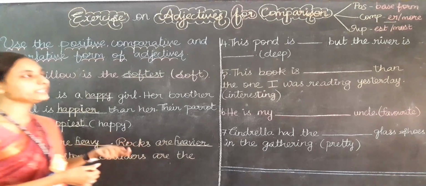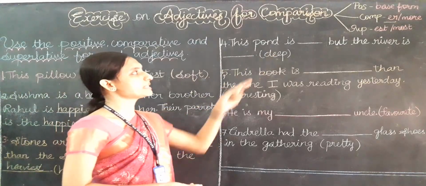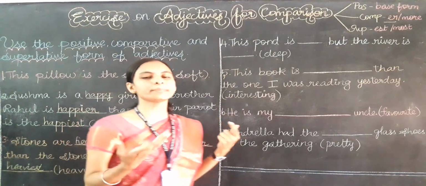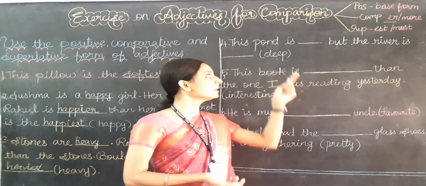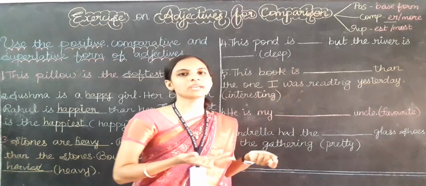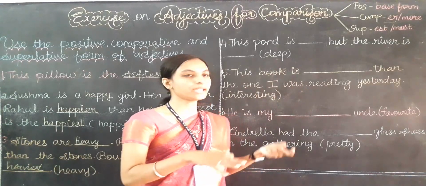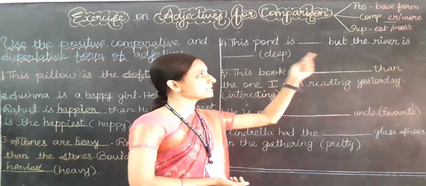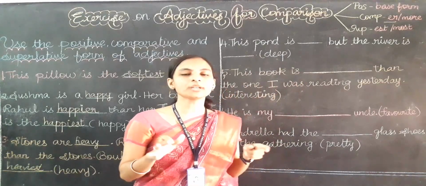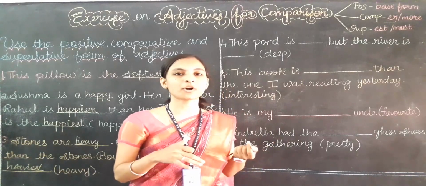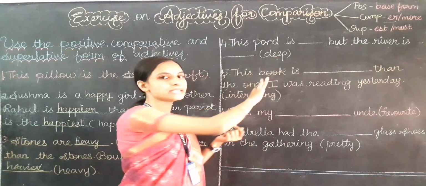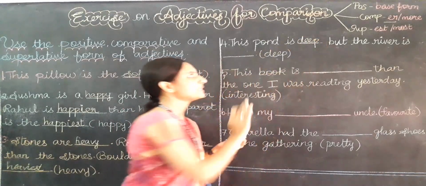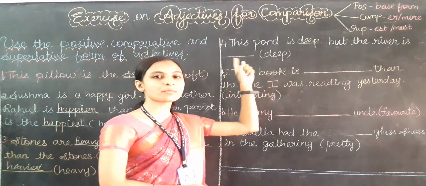Okay. Let's go for the fourth one. This pond is dash, but the river is dash. This pond is dash. Now imagine that I am telling you this pond is, they have given the adjective deep. I am just showing, right? This pond is deep. Okay. Here in the first sentence I am not comparing this pond with any other, but in the second sentence I am comparing. So when I am not comparing, which form do I need to use? Positive only, without making any changes. So this word will come directly, that is deep. This pond is deep.